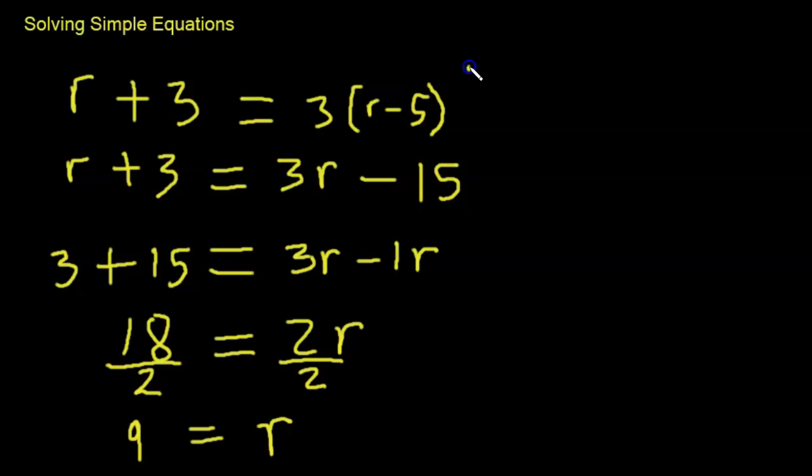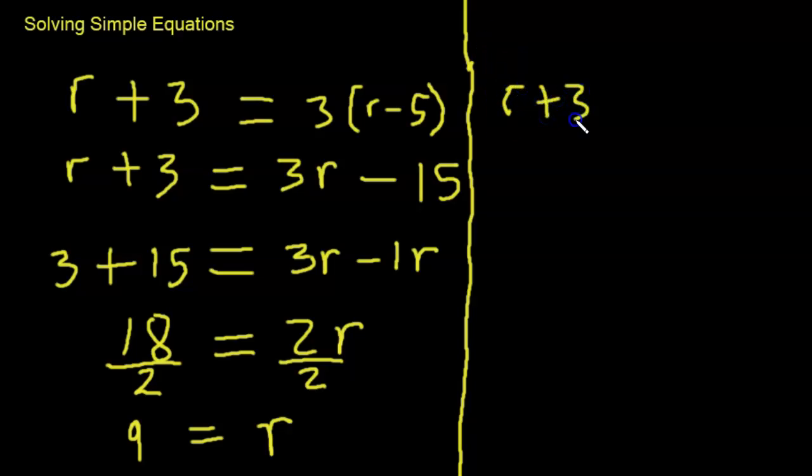Now let me do the same problem here from step 2, and group the R's on the other side. So we had R plus 3 equal to 3R minus 15. Let me group the R's on the other side and show you. The result does not change.